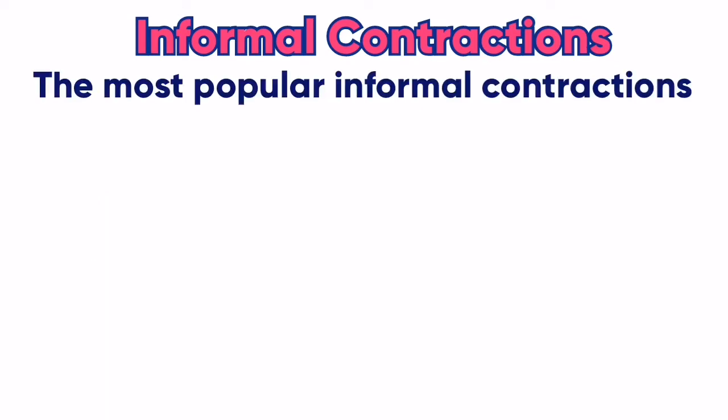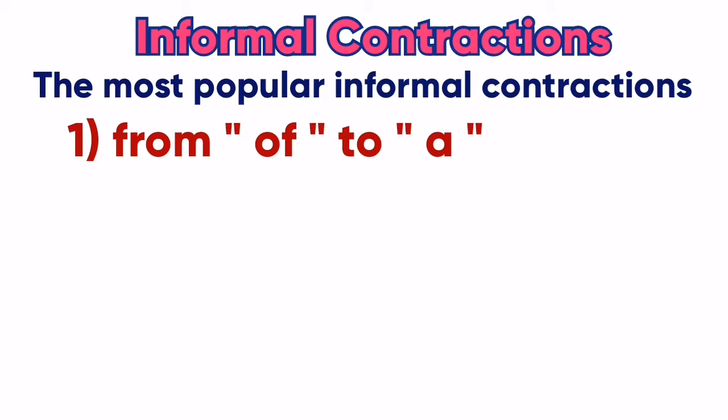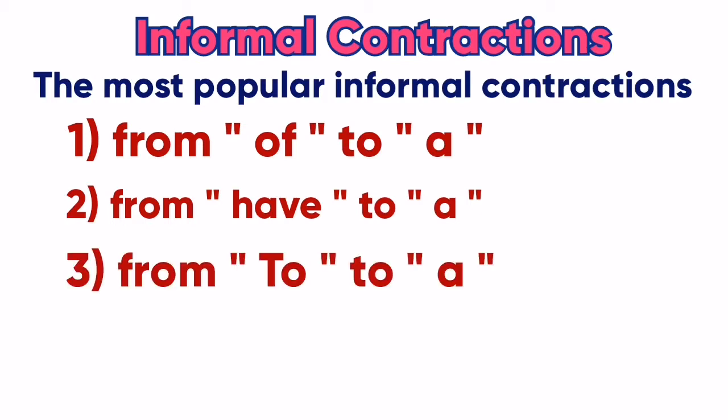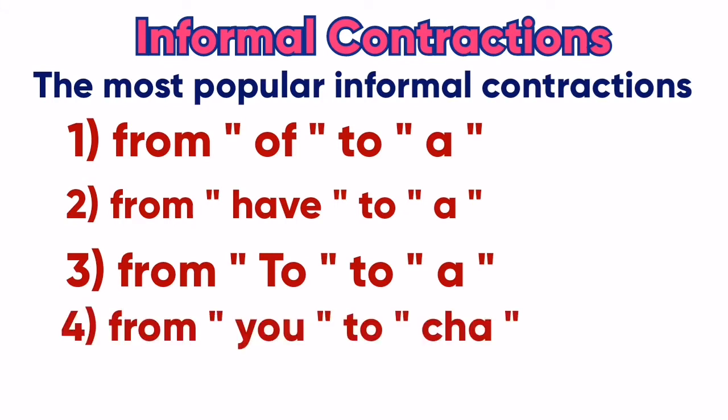Here are the most popular types of informal contractions. First, we have from "of" to "a". Second, we have from "have" to "a". Third, we have from "to" to "a". Fourth, we have from "you" to "cha". And lastly, we have others who do not follow a specific formula.